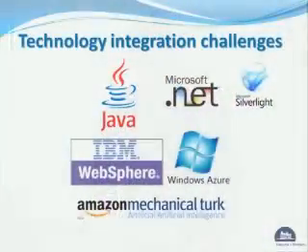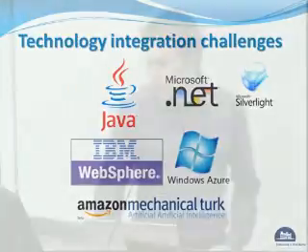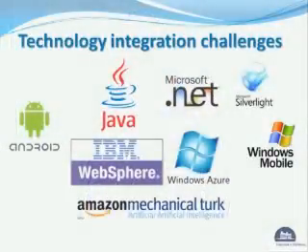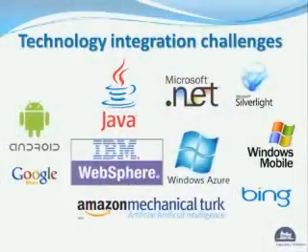For human tasks, as I already mentioned, we used Amazon Mechanical Turk. And for web interface, we've used Microsoft Silverlight. Then for mobile clients, we've used Android and Windows Mobile. And of course, a big part of our service is using maps. We've used Bing and Google Maps.